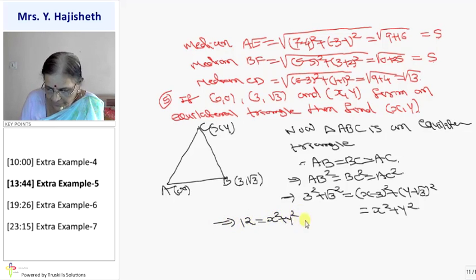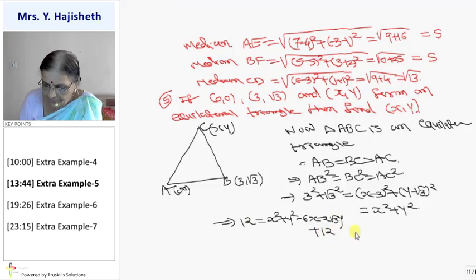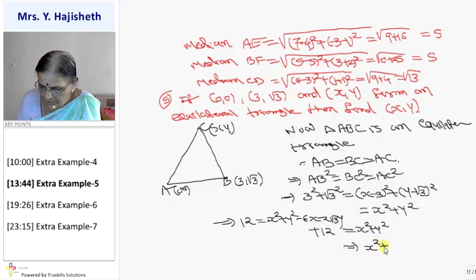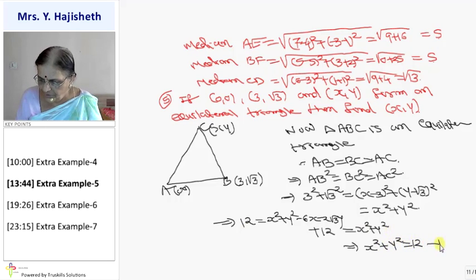Okay. Minus 6x minus 2√3y plus 12. First is equal to second. And is equal to third. So first x square plus y square is 12. That is one of the equations. I equate 1 with 3. So that is my relation number 1. Then I equate this second with third.